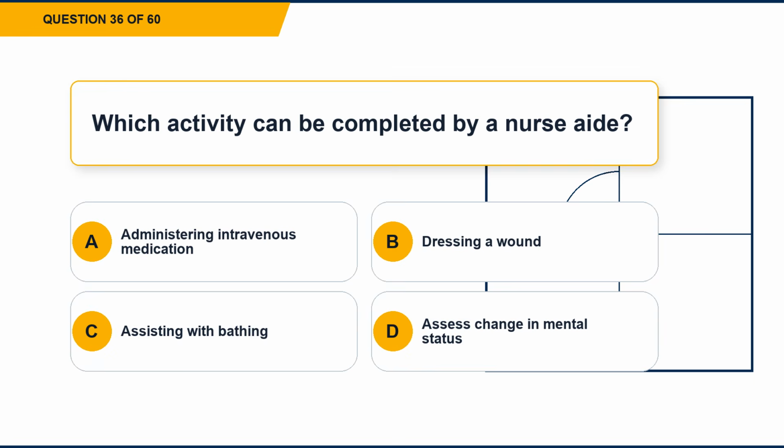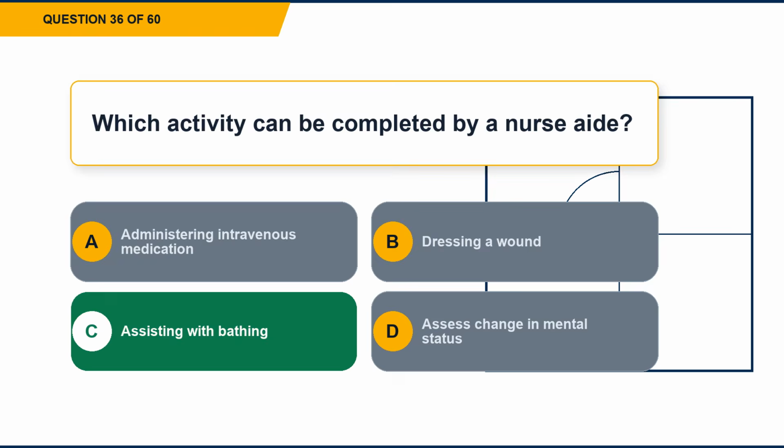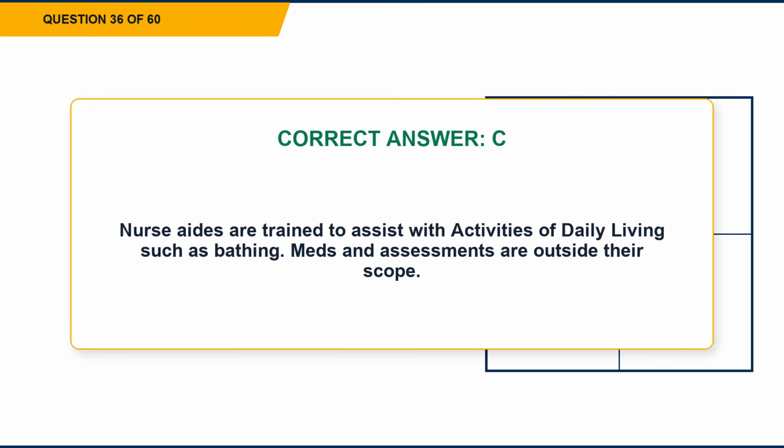Question 36. Which activity can be completed by a nurse aide? Option A. Administering intravenous medication. Option B. Dressing a wound. Option C. Assisting with bathing. Option D. Assess change in mental status. The correct answer is option C. Assisting with bathing. Explanation. Nurse aides are trained to assist with activities of daily living such as bathing. Meds and assessments are outside their scope.